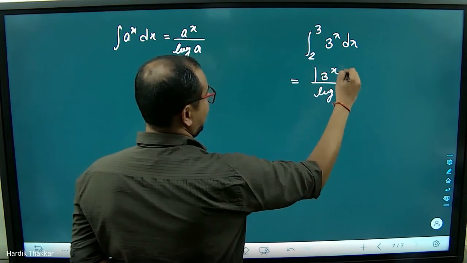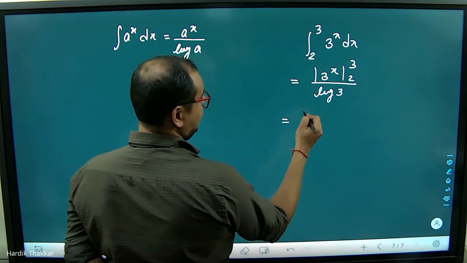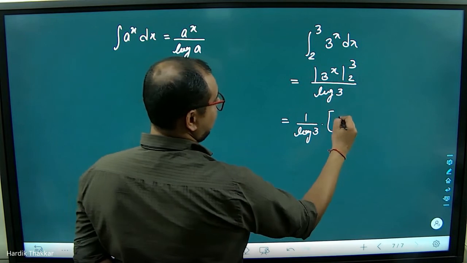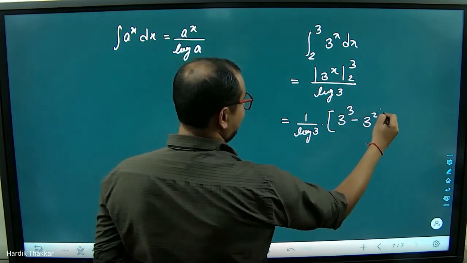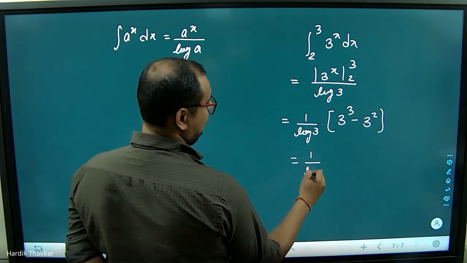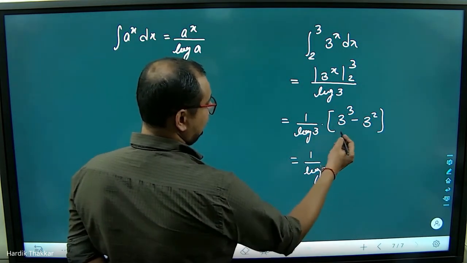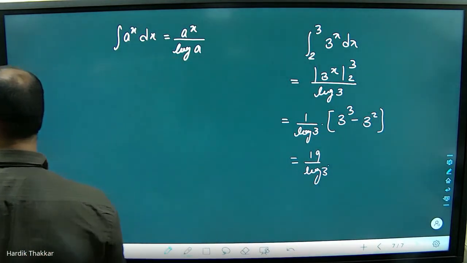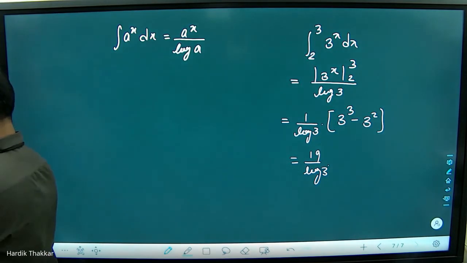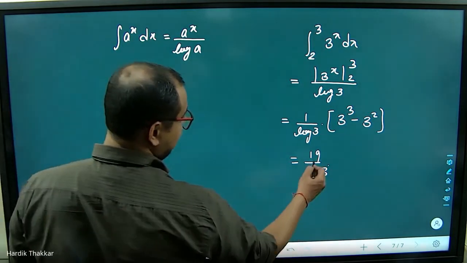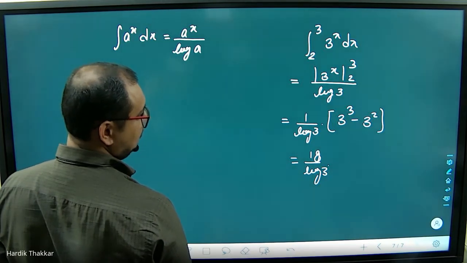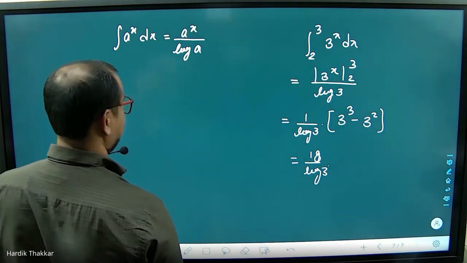Okay, and limit is from 2 to 3. So here 1 upon log 3 is constant, so we can take outside and apply the limit here. So it is 3 raised to power 3 minus 3 raised to power 2. That's it. So 1 upon log 3. Here 3 cube is 27 minus 9. So I think it is 19. No, sorry, it is 18, na? 27 minus 9. Yes, it is 18. 18 upon log 3.